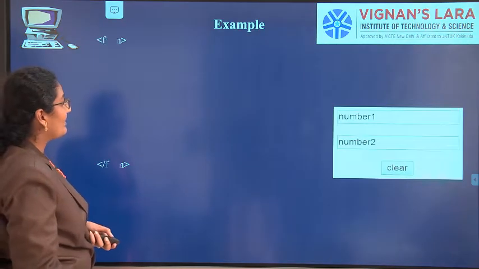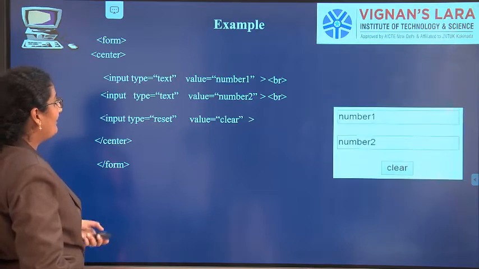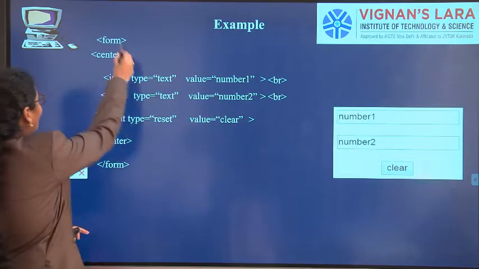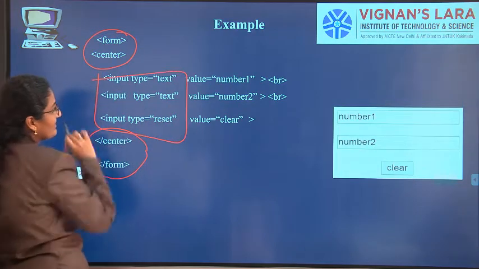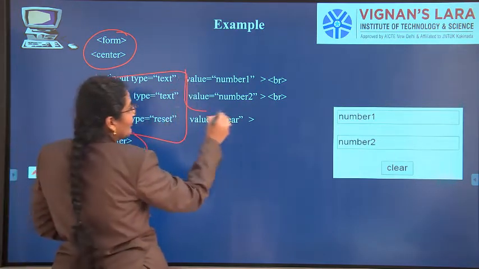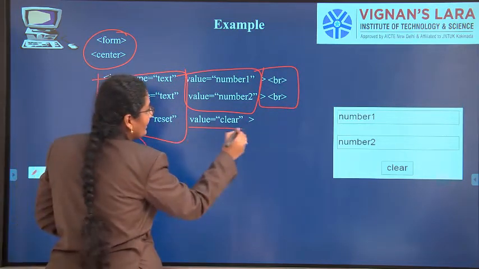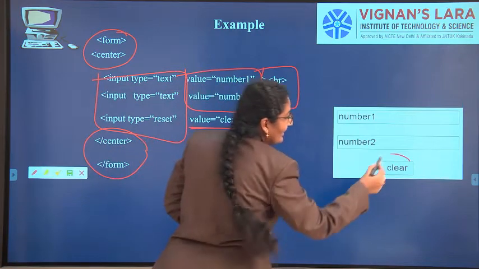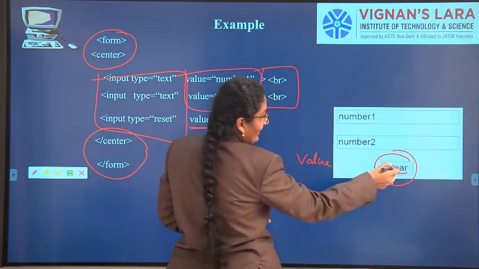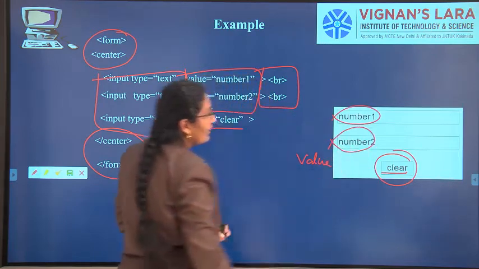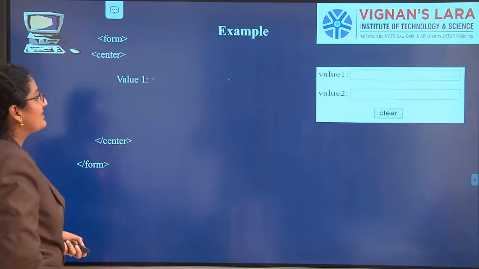So see the example for the reset button. Same program. Form, center, opening and closing of form, center, input type, all these things are as before. This value number 1 and number 2 and break tags are also as in the previous class. The only thing new is clear here. So I have created a button. For that button I have given the value as clear. If I click on that clear, this number 1 and number 2 will disappear. In this example you can see the disappearing.